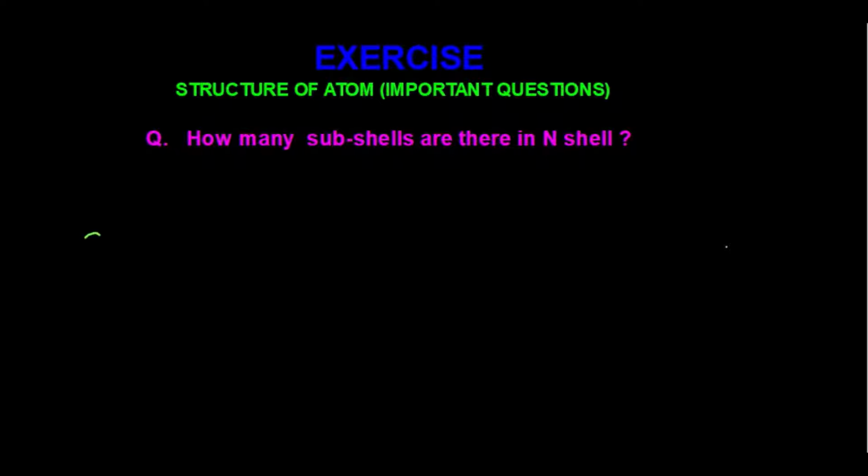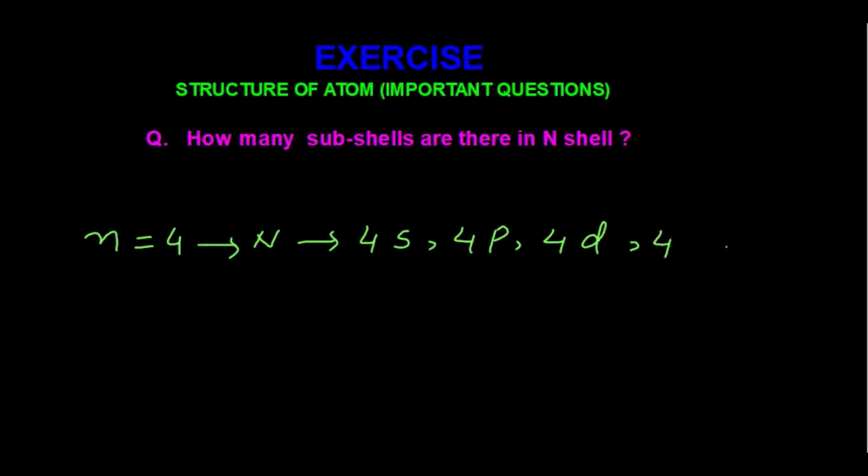N is equal to 4. Then we have N shell. N is divided into 4 subshells which are 4s, 4p, 4d and 4f. So there are 4 subshells for N shell. I hope this question is clear.